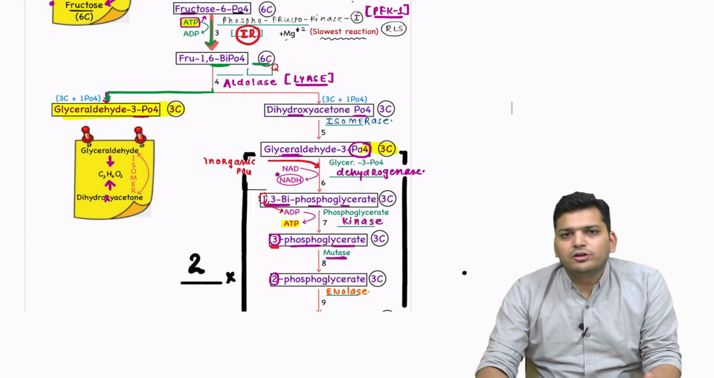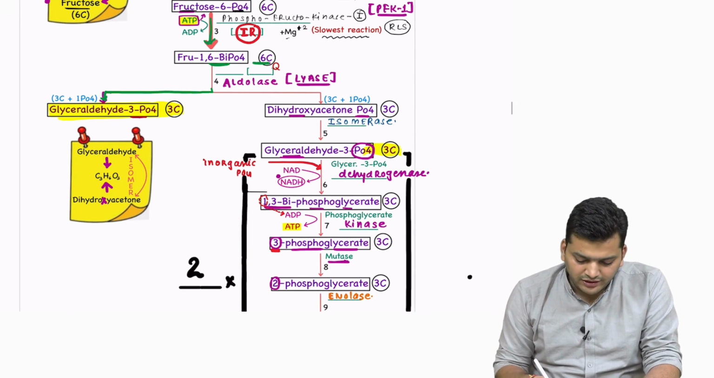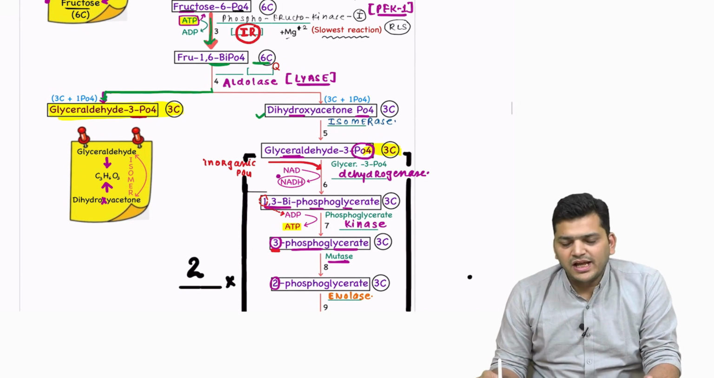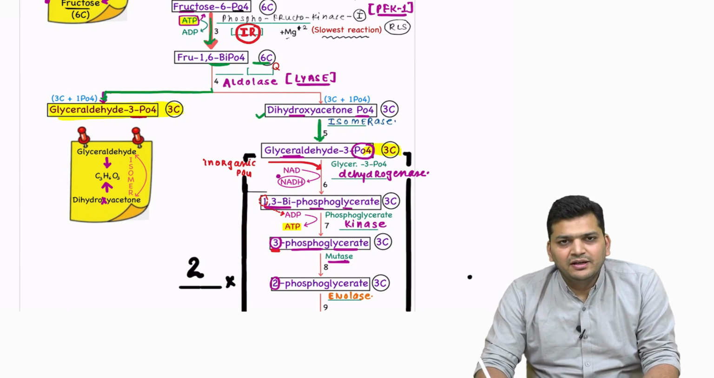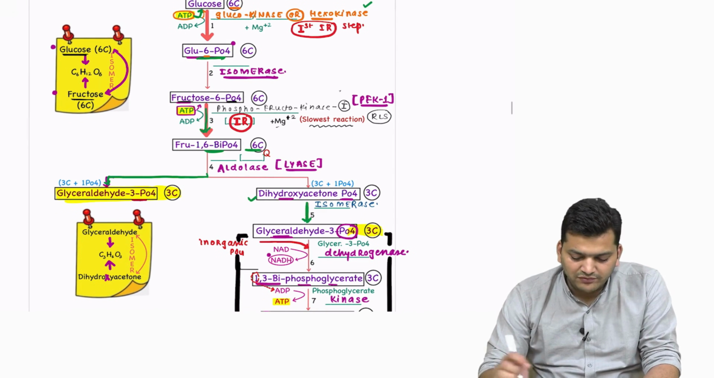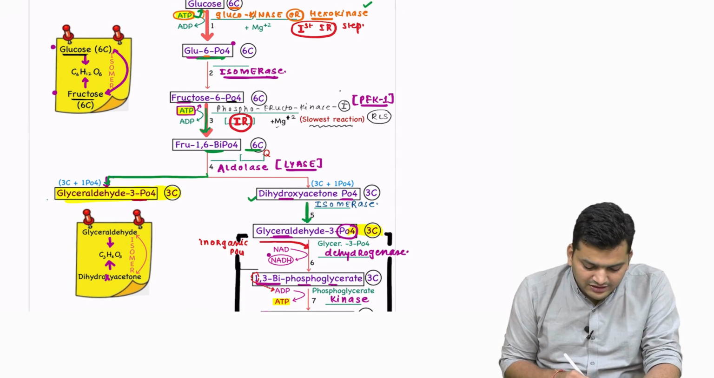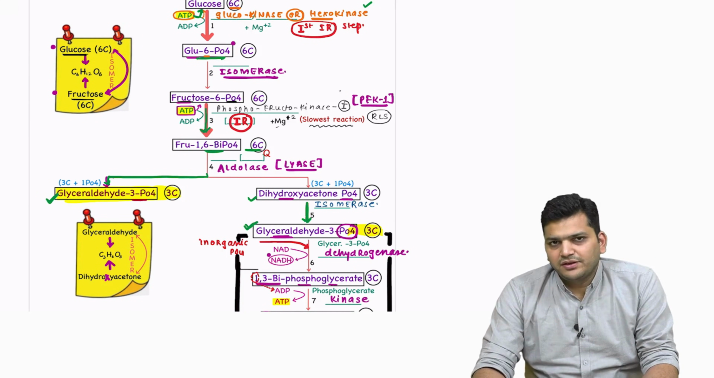The 3 carbon molecules that you get are glyceraldehyde 3-phosphate, and the other one is dihydroxyacetone phosphate. The dihydroxyacetone phosphate will ultimately convert into glyceraldehyde 3-phosphate. So after the 5 reactions, we start with the glucose molecule, and when we complete the 5 reactions, we have glyceraldehyde 3-phosphate on this side, and on this side also we have glyceraldehyde 3-phosphate.